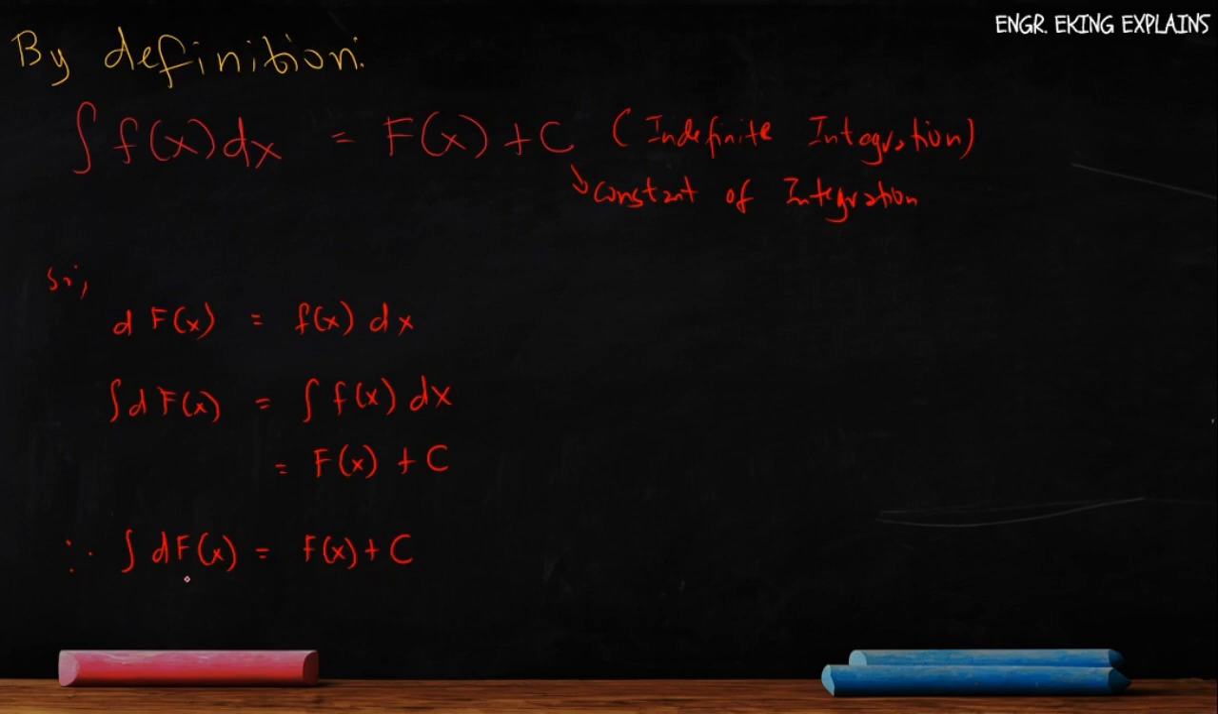To get the actual function which is being derived, we use the inverse of differentiation, which is integration, to get the original function itself. And because it is indefinite, we will have a constant of integration.